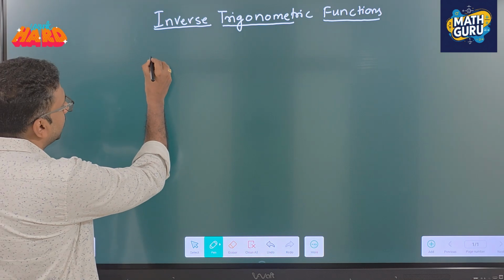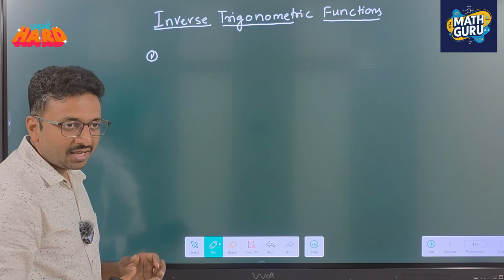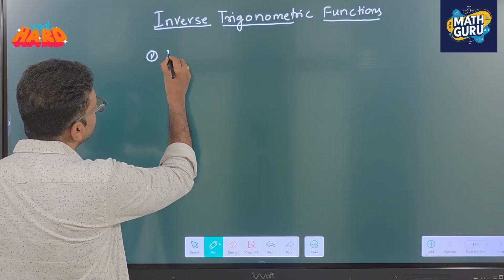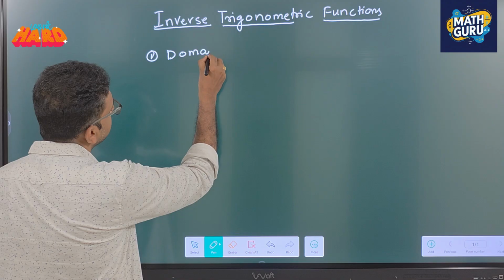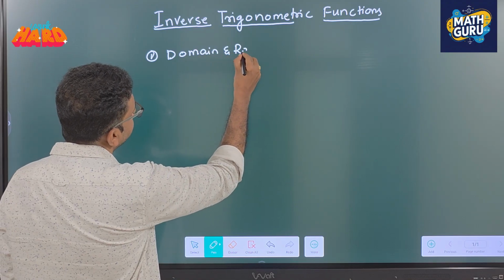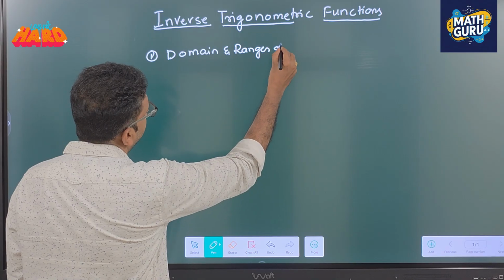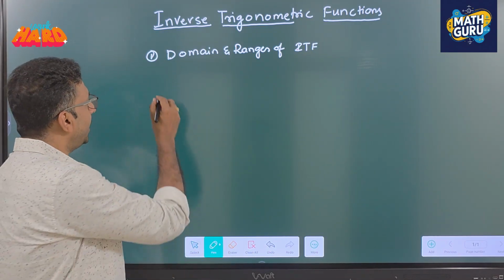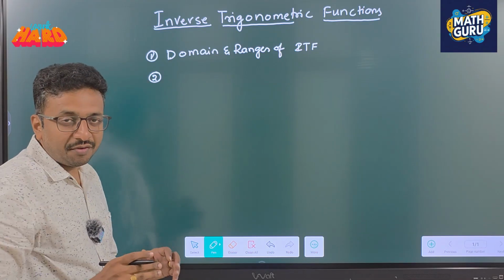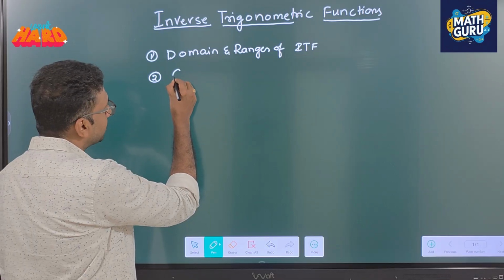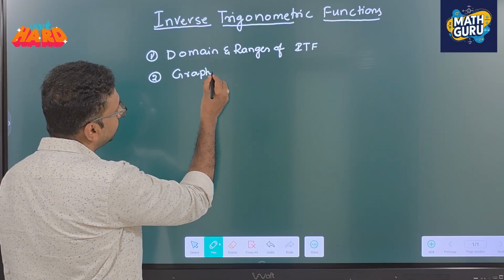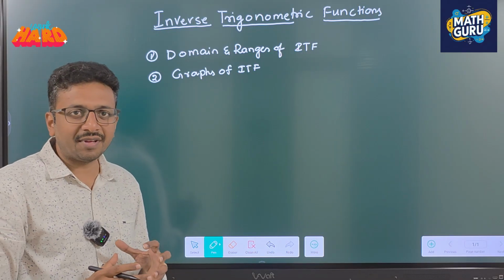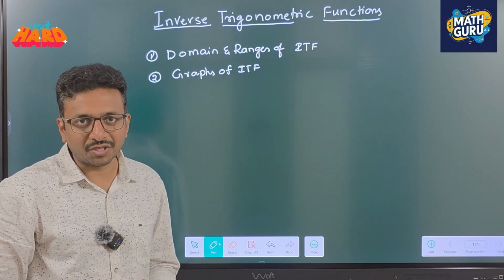The first subtopic of inverse trigonometric functions is understanding of domains and ranges of inverse trigonometric functions. So domain and ranges of ITF. ITF denotes inverse trigonometric functions. And next, after understanding the domain and ranges, we are going to try to understand the graphs of inverse trigonometric functions. Graphs of ITF. These graphs are very useful in visually trying to solve the questions.